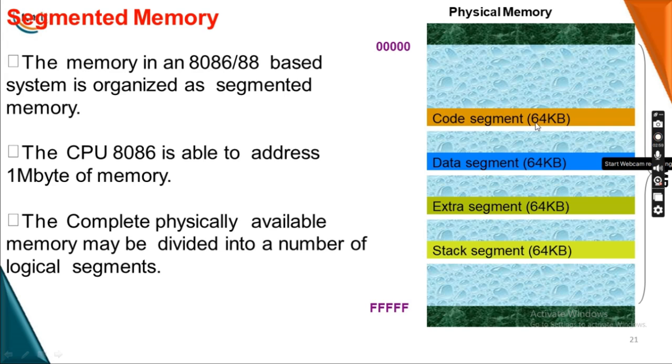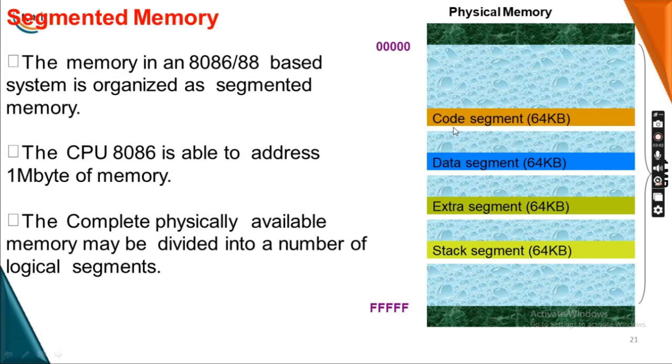Each segment is divided into 64 kilobytes of space, 64,000 bytes. On the whole, the memory space is 1 megabyte. As we all know, 8086 has a 20-bit address bus, through which 2 power 20, nothing but 1 megabyte of space, we can access for your 8086 microprocessor.